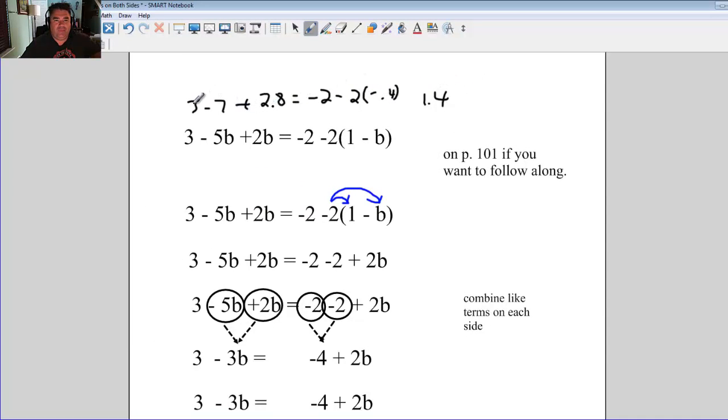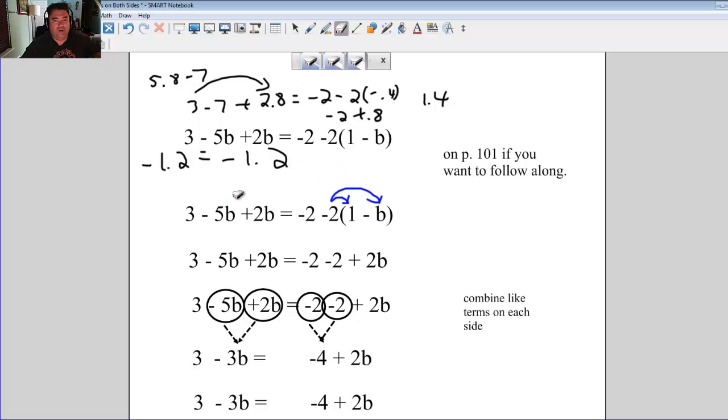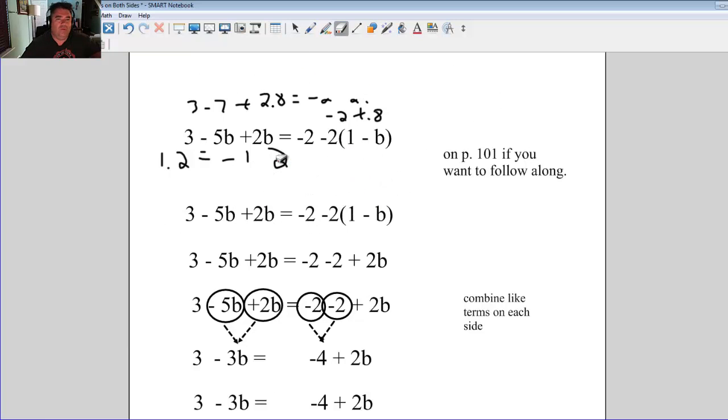So let's add these up. 3 minus 7 plus 2.8 to make it easier. I'm going to take 3 plus 2.8 and get 5.8. However, that's minus 7, which is going to give me a total of, let's say, negative 1.2. And over here, I have negative 2. And then negative 2 times negative 0.4, if you will, is going to be plus 0.8. And negative 2 plus 0.8 is also negative 1.2. Granted, double checking is a lot of work, but doing that makes me understand that I know my answer was correct.